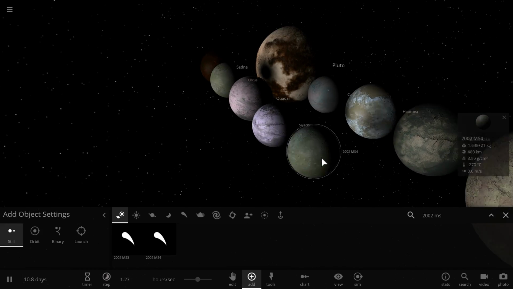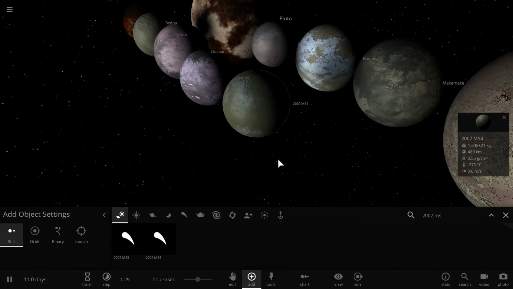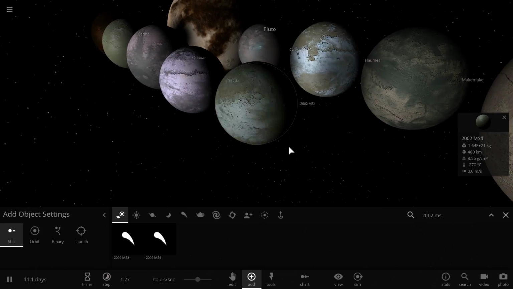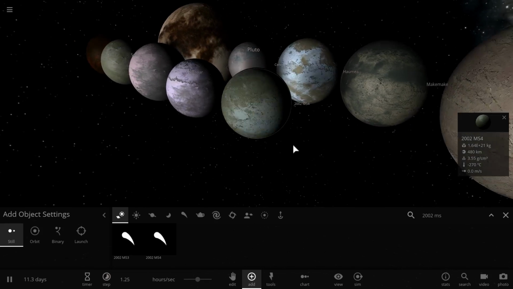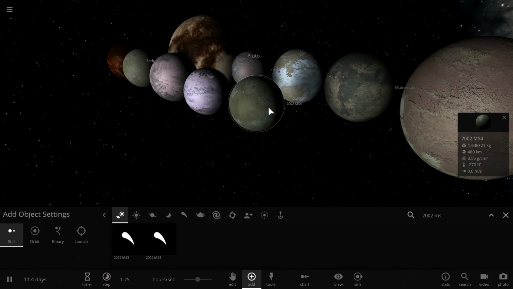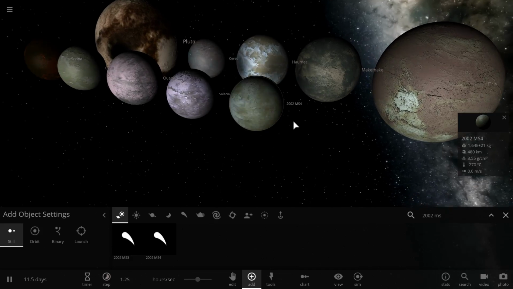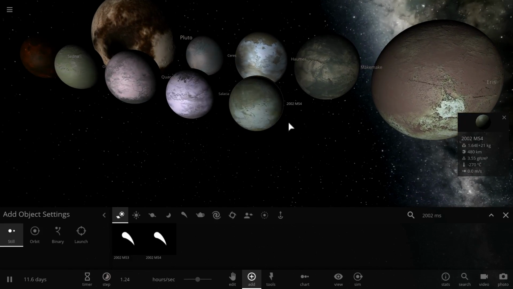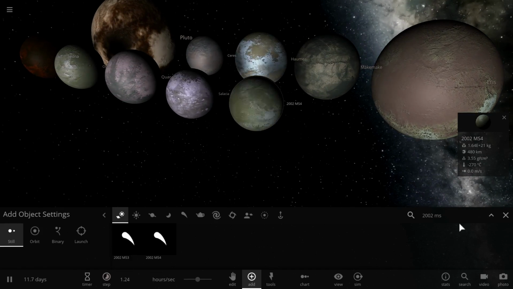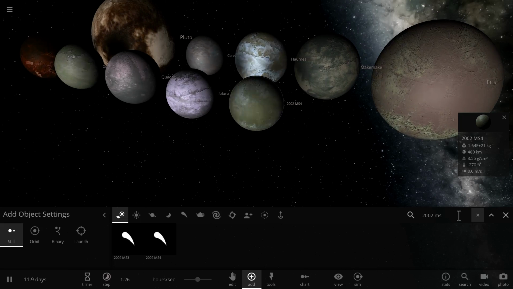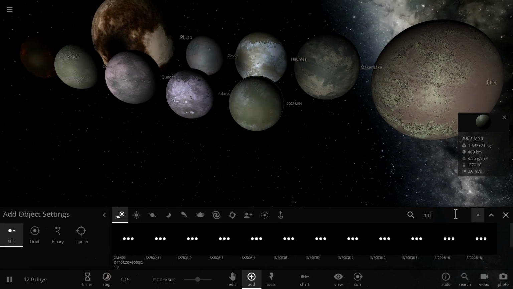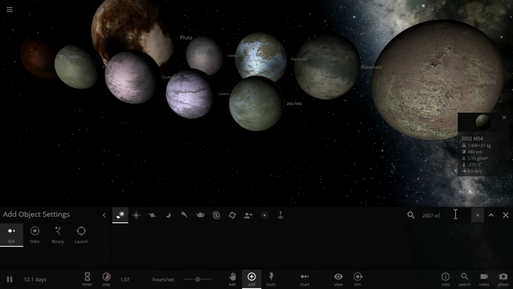This is what's known as a Cubewano. Cubewanos are objects that are actually in the same region of space as Pluto, but they don't have a Pluto-like orbit. So they have their own sort of orbit that is relatively circular and at a distance of about 40 to 42 astronomical units. And the last object here is going to be 2007 OR10.